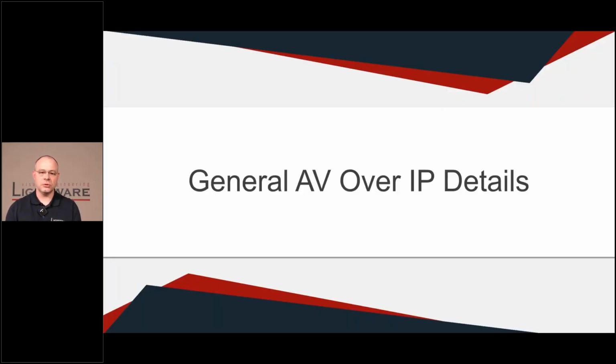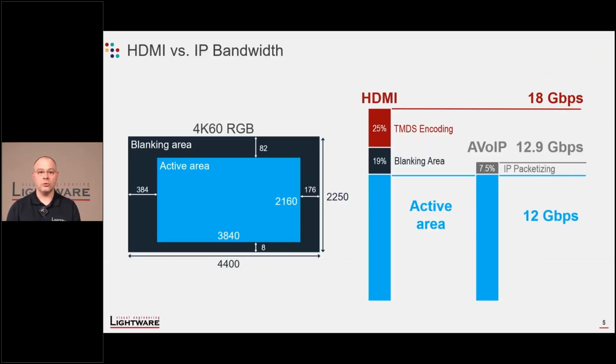Now let's first look into a couple of general details that are AV over IP and AV specific. Some of these things actually you already know from previous trainings. Let's say if you have a 4K 60 RGB screen, then if we want to send this over an HDMI cable, then the active area on the video signal itself is approximately 12 gigabits per second in bandwidth.